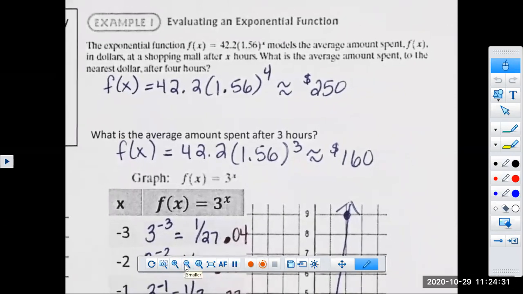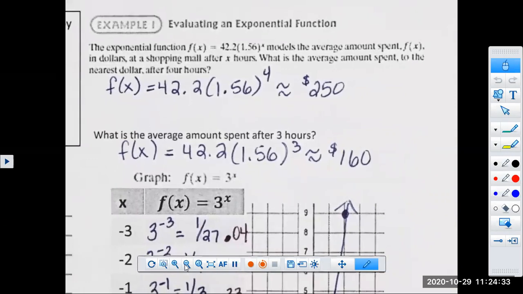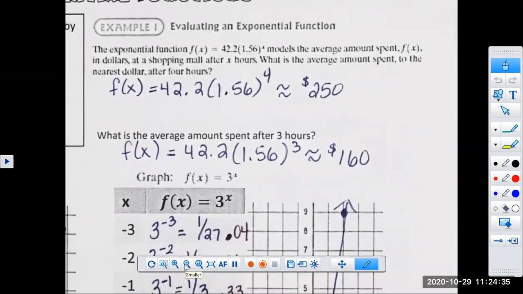Okay, anybody have any questions about that? We're going to come back to some word problems at the end too, if we have time.